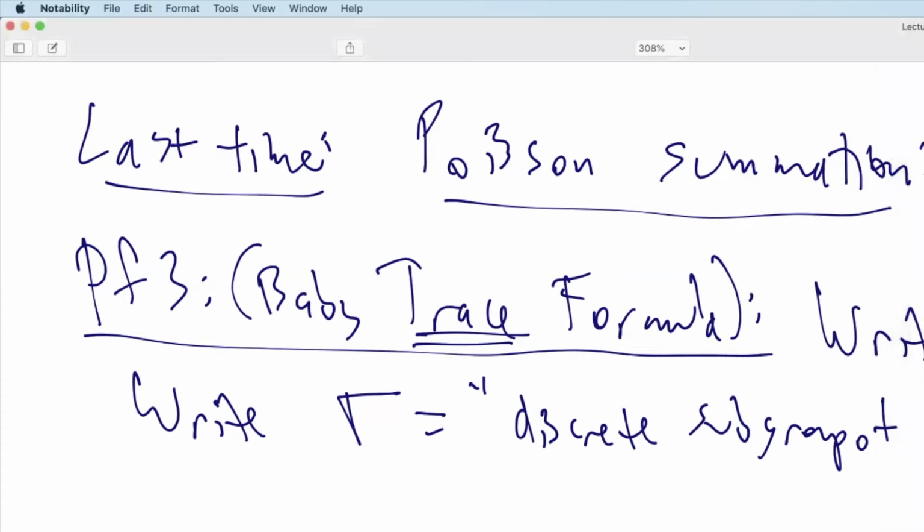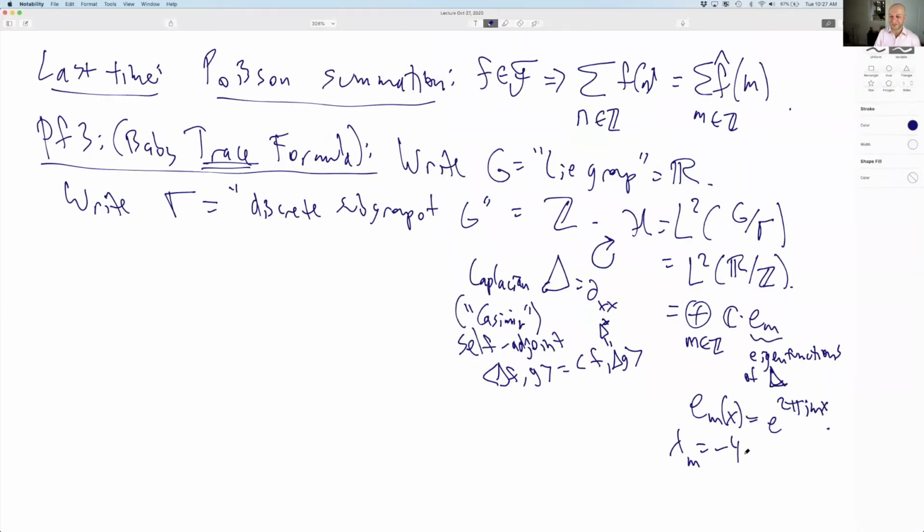Negative 4 pi m squared. Exactly. So the Laplacian is self-adjoint and it's definite. Negative definite. Professor? Yes. Is that what Casimir means?